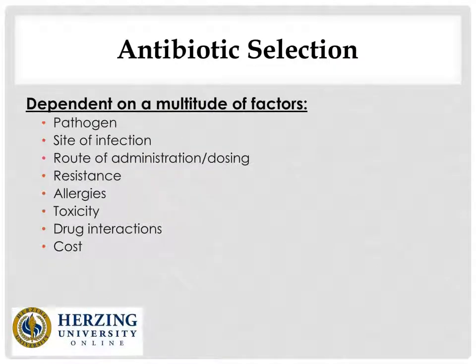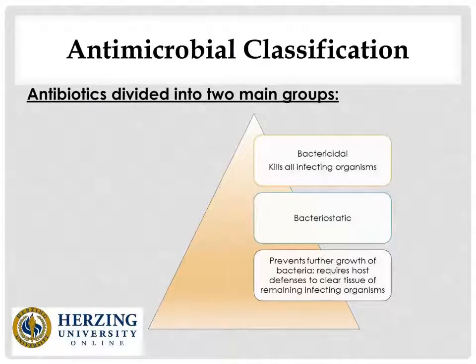The selection of an antibiotic is pretty much dependent on the type of pathogen or the gram staining, the site of infection, the route of administration and the dosing, resistance, which is a global problem, allergies, particularly to penicillins, toxicity to certain antimicrobials, drug interactions, particularly interactions with the cytochrome P450 system, and the cost factor.